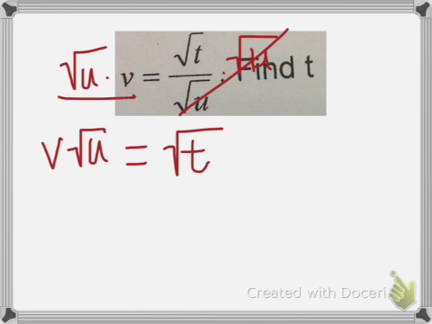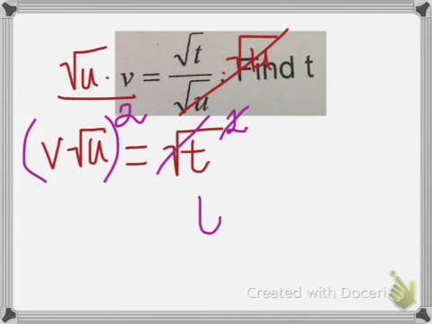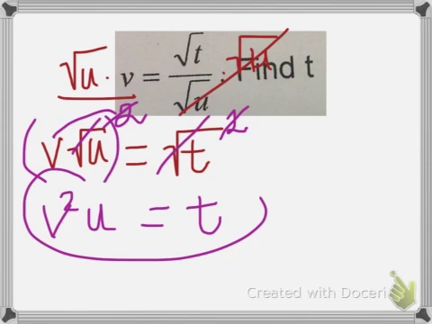The next thing I'm going to do is I will want to get rid of that square root symbol that we see here by squaring both sides of my problem. When I do that, I'll get rid of the square root and be left with t. And on the left side of the problem, I will be left with v squared. And then, of course, the square and the square root will cancel with the u. So my final answer to get t isolated is v squared u.